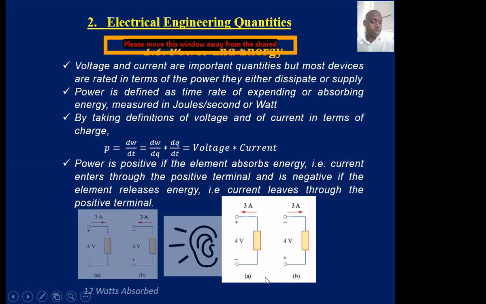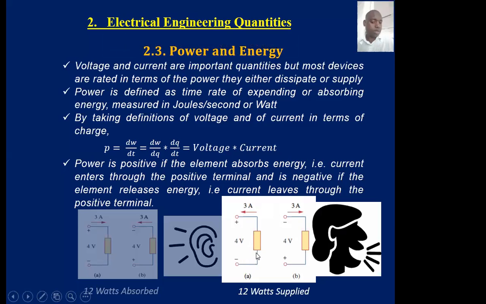In the next case, again, we're developing 12 watts, but then again, the signs will be different because at one point, current is entering through the negative, and at another point it's entering through the positive. So that is the releasing power. Right.